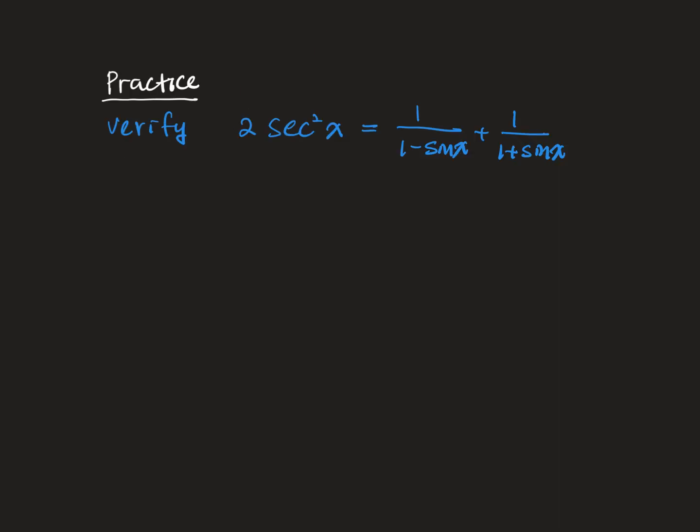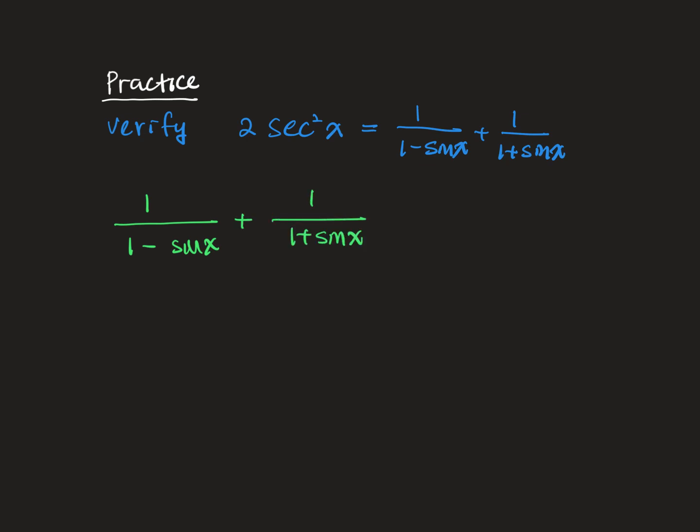Let's do another practice question, guys. This one has a left side and a right side. You're going to pick which one looks more complicated to you. I'm going to pick the right side. You can pick the left side and then go to the right side. It's up to you. 1 over 1 minus sine x plus 1 over 1 plus sine x.